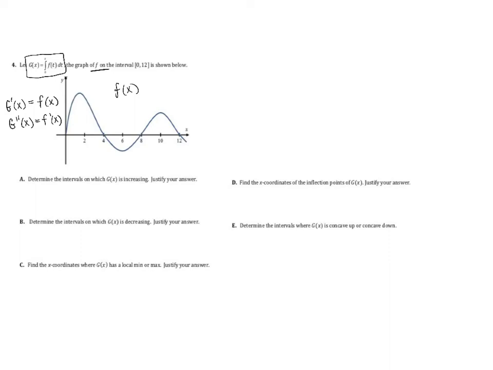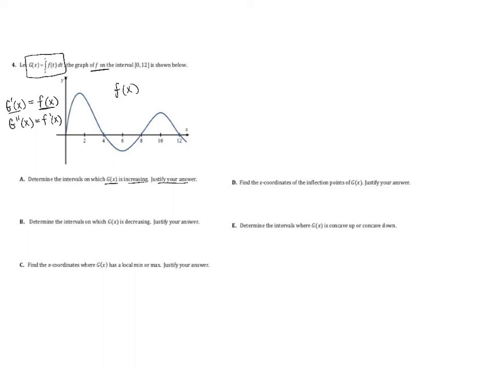So notice in part A, it asks us over what intervals is g of x increasing. So in our justification, you're just writing what you used. So if g of x is increasing, let's think through this, then that tells me that g prime at x is positive. And so g prime at x is the same thing as f of x, or my graph. So where is my graph positive?